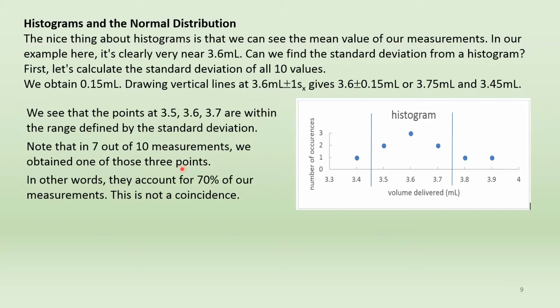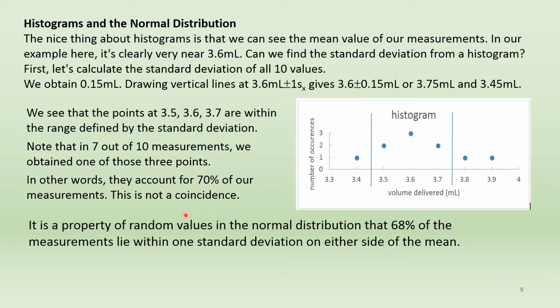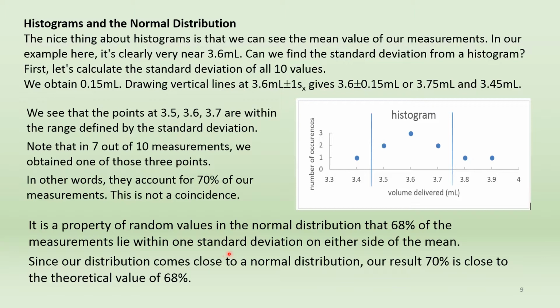In other words, about 70% of our measurements fall within the range of plus or minus 1 standard deviation. This is not a coincidence. It is a property of random values in the normal distribution that 68% of the measurements will lie within 1 standard deviation, either side of the mean. And since our distribution comes close to a normal distribution, our result of 70% is close to the theoretical value of 68%.